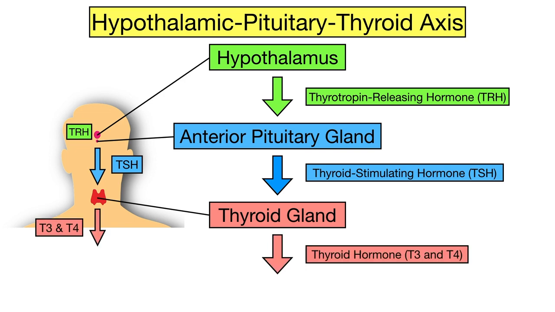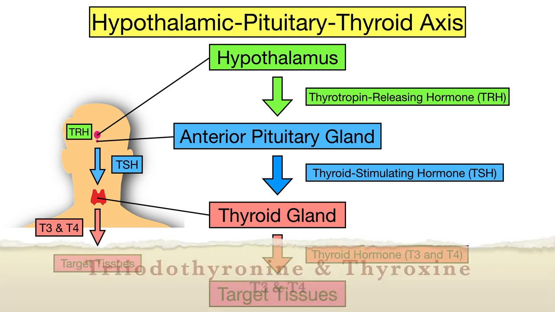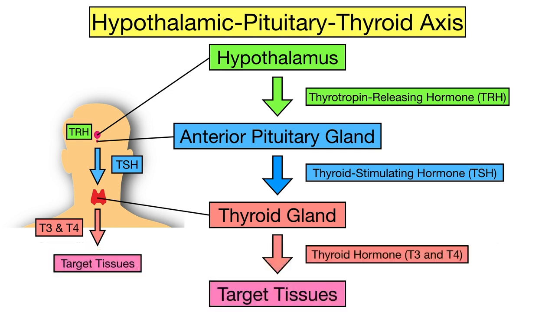Thyroid hormone is then released from the thyroid gland into the bloodstream where it acts on many different tissues and organs in the body. We're going to see that the main thyroid hormones are triiodothyronine, which is T3, and thyroxine, which is T4.